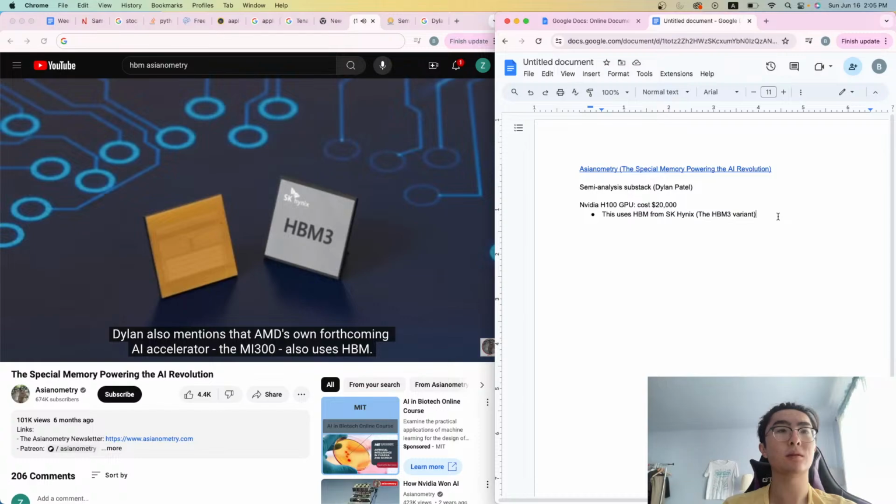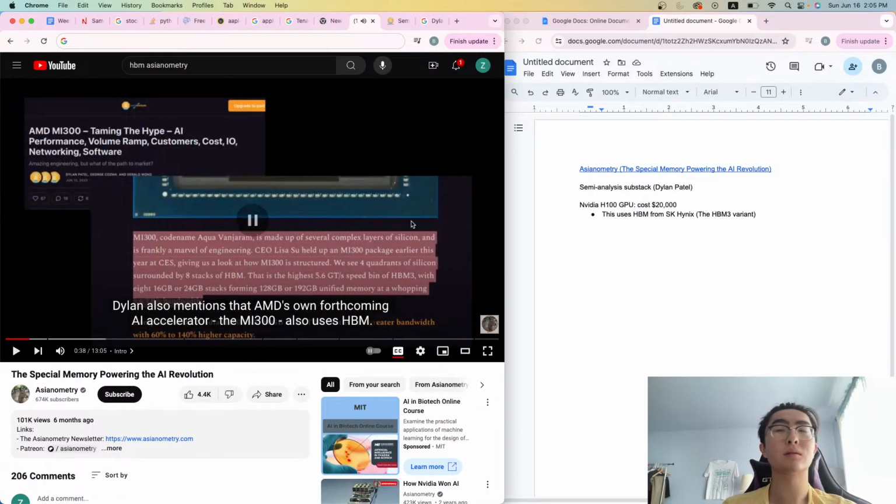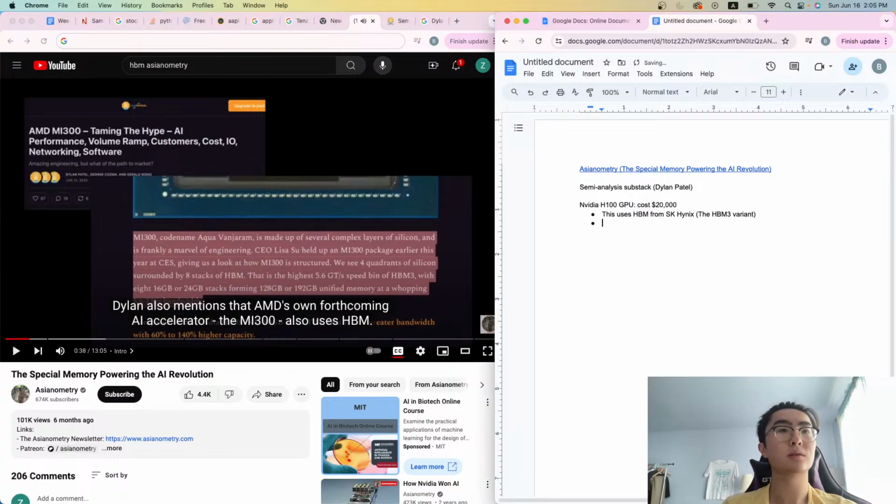Dylan also mentions that AMD's own forthcoming AI accelerator, the MI300. The MI300 also uses HBM.